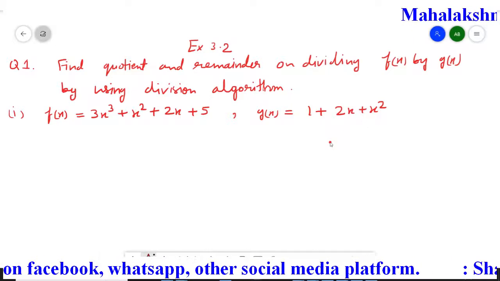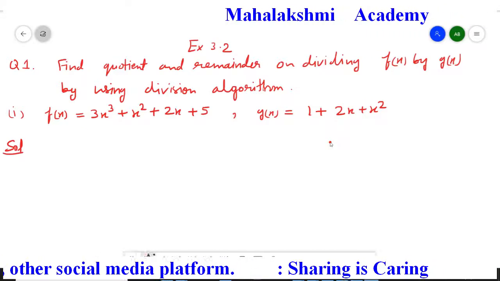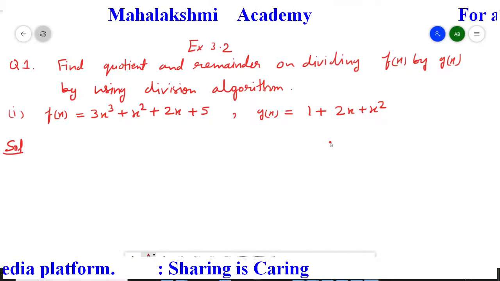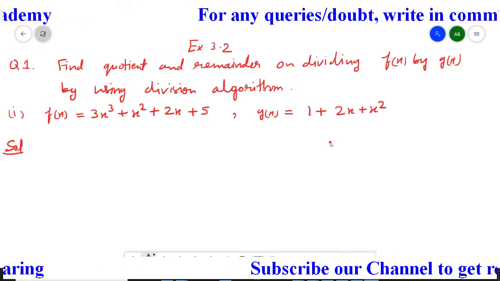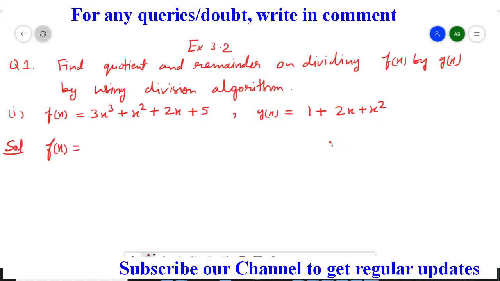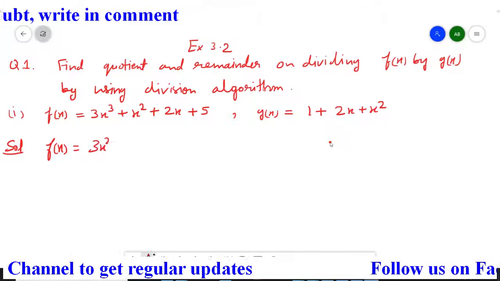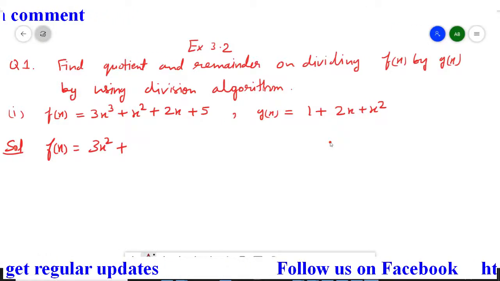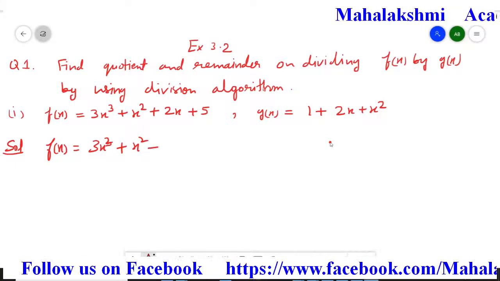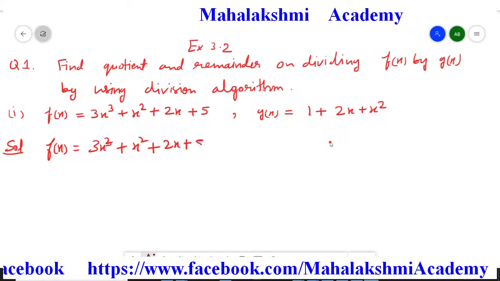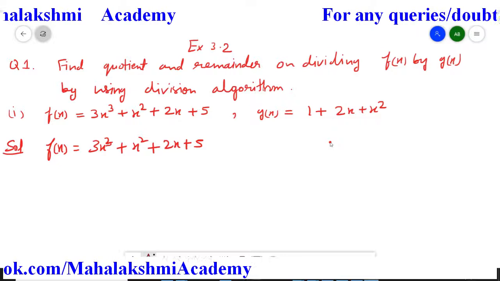For it, the first step is we have to write down the given polynomial in descending order of their power. Descending means bigger to smaller. So we have to find the variable's biggest power, that is 3x cube, and then the smaller is x square, then 2x, then 5. So it is already arranged in descending order of powers of variables, so there is no change.